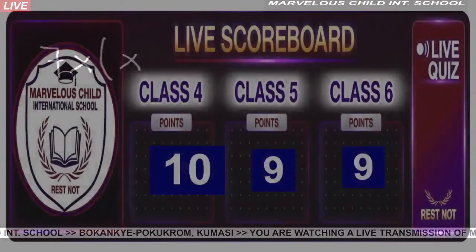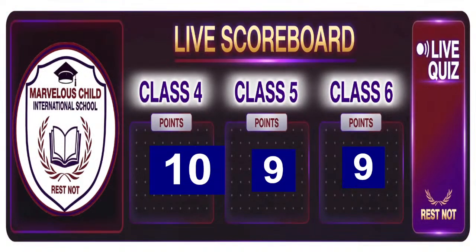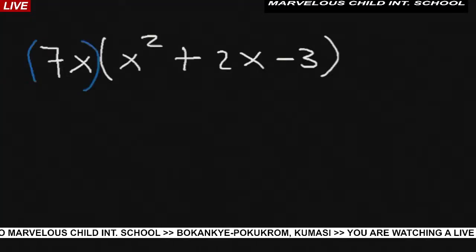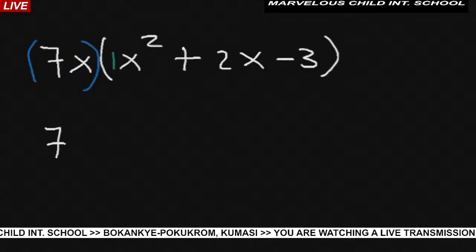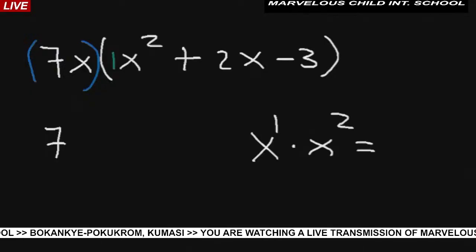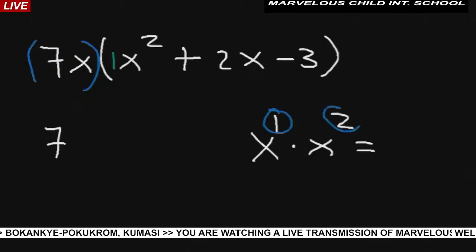Now, let's say we wish to multiply a monomial by a trinomial. So we need to distribute 7x to everything inside. So what's 7x times x squared? So x squared is the same as 1x squared. 7 times 1 is 7. Now what's x times x squared? X is the same as x to the first power times x squared. Whenever you multiply variables, you need to add the exponents. 1 plus 2 is 3.